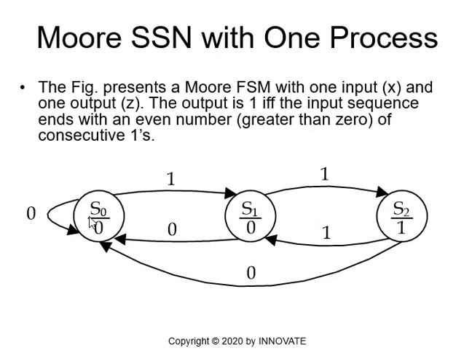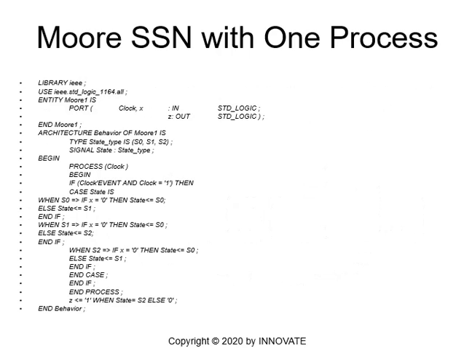There are 3 states: S0 with output 0, S1 with output 0, and S2 with output 1. When I have an even number of ones greater than 0, the output Z will be equal to 1. So the machine works nicely as a state graph. We'll see how the code will look.